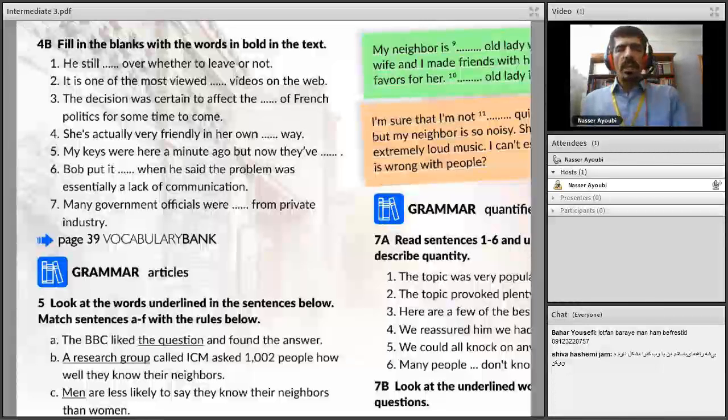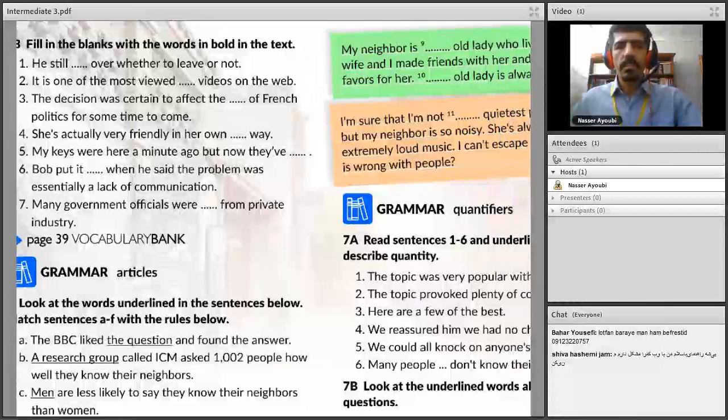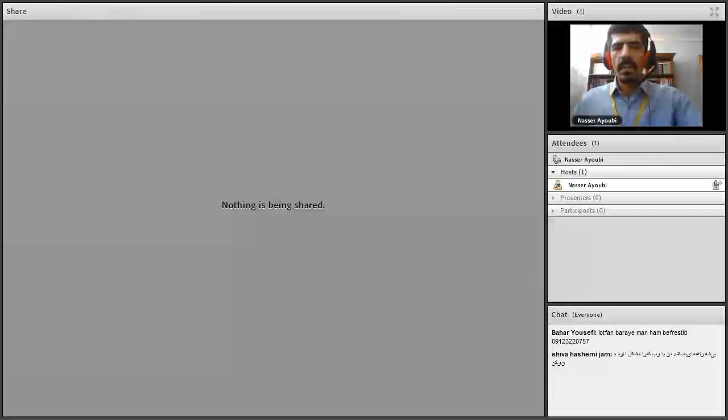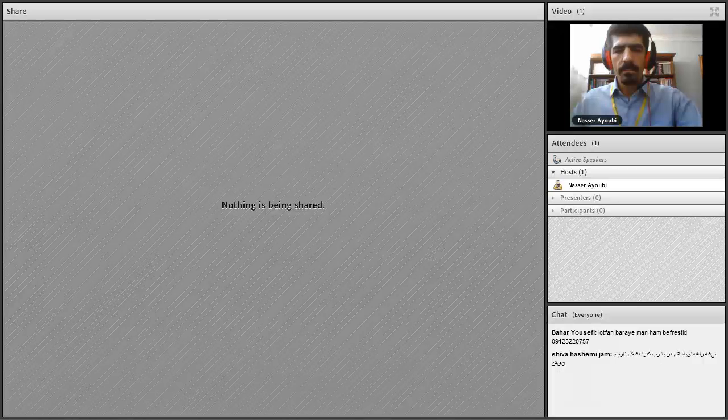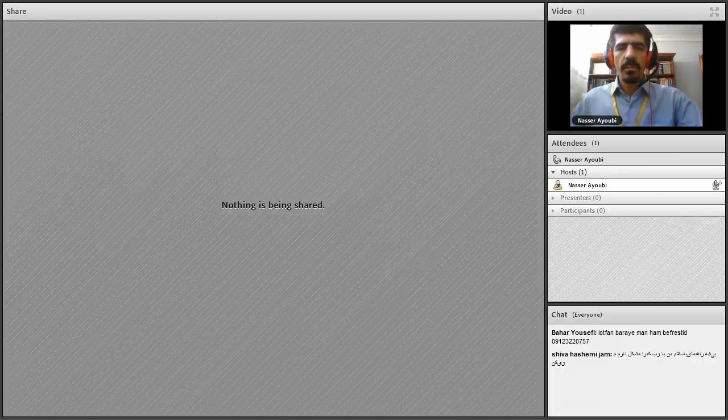Page 39, vocabulary bank. Let's go to the vocabulary bank. Oh my god, I don't have it here.